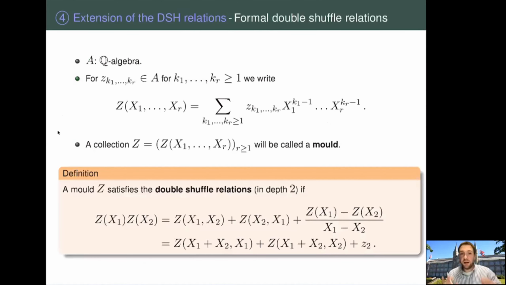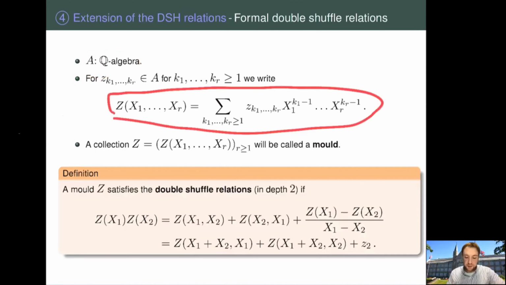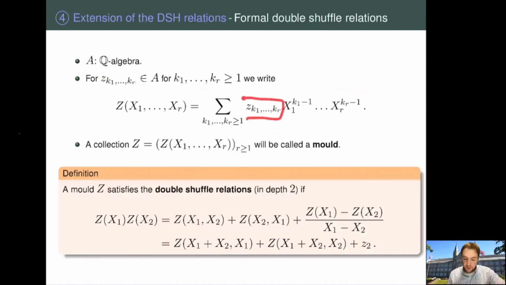We can just start, well, don't forget everything, but we can just start with some Q-algebra A. And now I just consider some formal power series with coefficients in this Q-algebra A. And such a collection of formal power series will be called a mould. This word also appeared in the last talk of Komiyama.